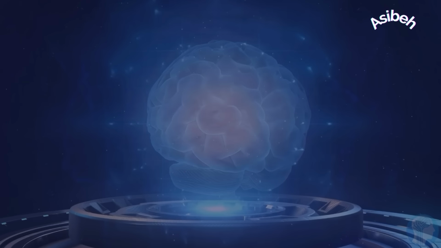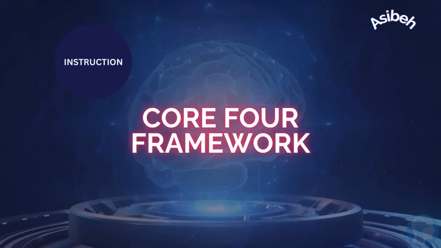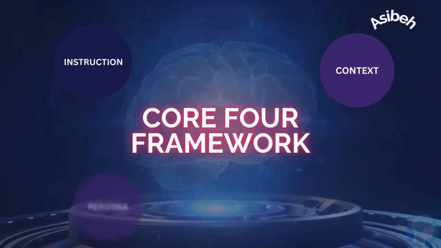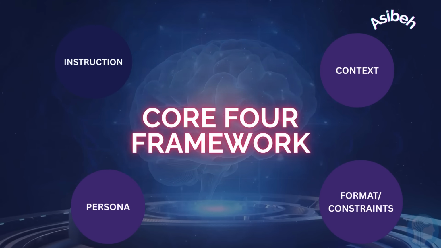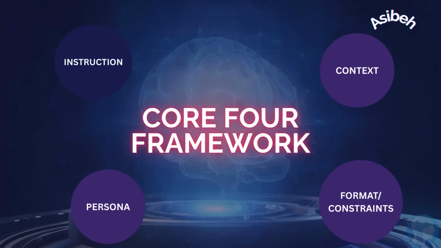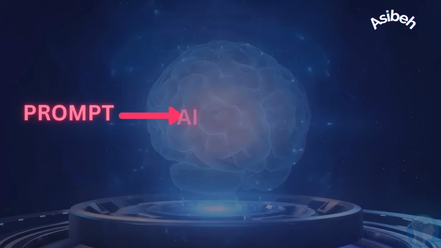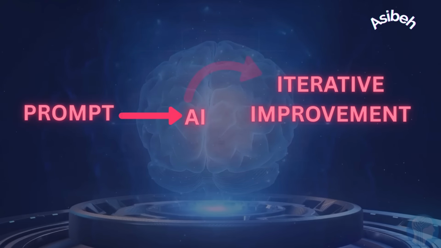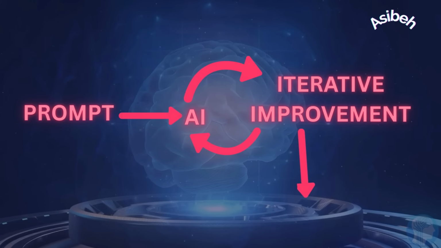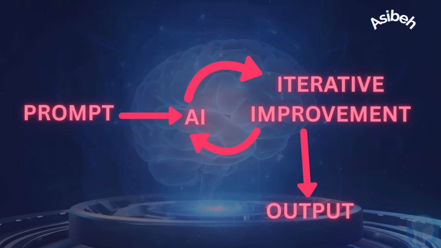In this course, you will learn the core framework of strong prompts, such as instruction, context, persona, and format or constraints. Each element is a building block that transforms your results. You'll also practice refining prompts for text, code, and creative outputs using advanced strategies like chain of thought reasoning and few shot examples, making AI work smarter for you.